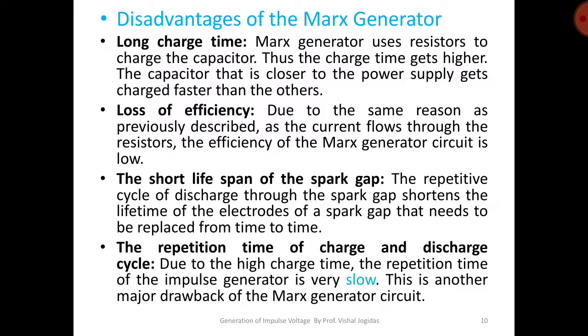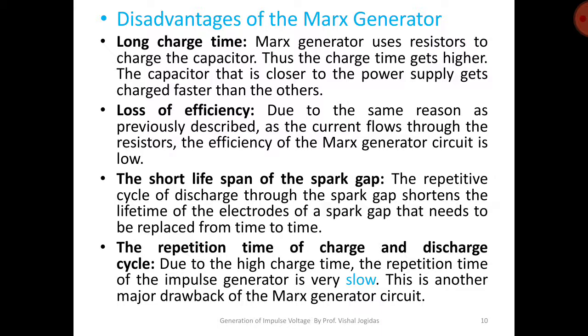Disadvantages of the Marx generator. Long charge time. The Marx generator uses resistors to charge the capacitors. Thus the charge time gets higher. The capacitor that is closer to the power supply gets charged faster than the others. So this is a disadvantage.